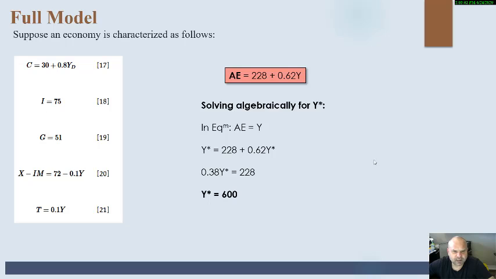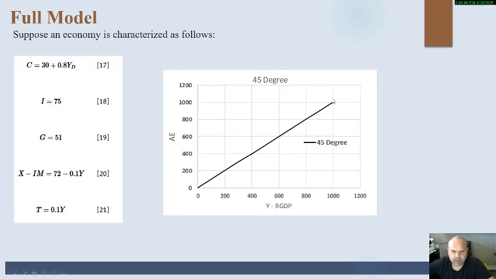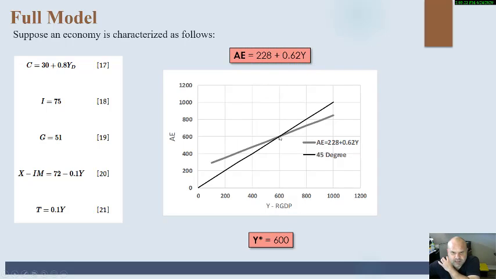What does this look like on a diagram? Well, here's our 45-degree line. We have our aggregate expenditures. We have our income or real GDP on the horizontal axis. When we plot our AE function, which is this here that we just derived, we see that it intersects the 45-degree line at 600, which is exactly what the equilibrium level is.